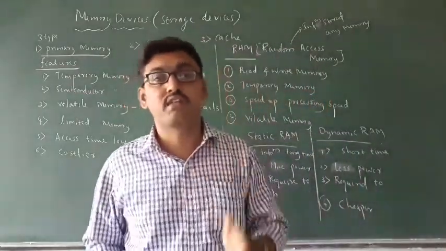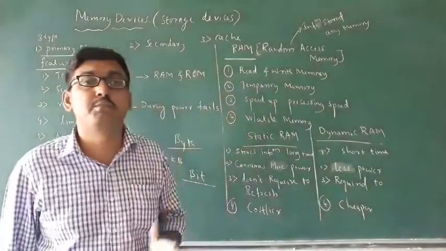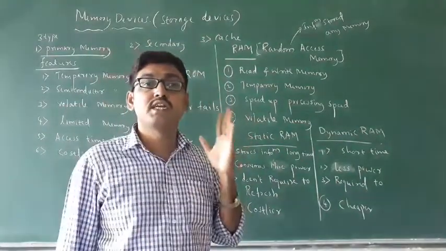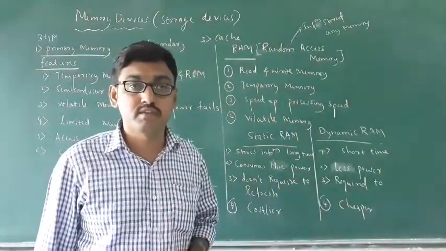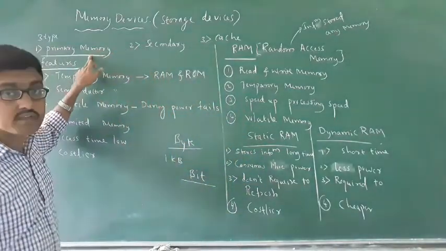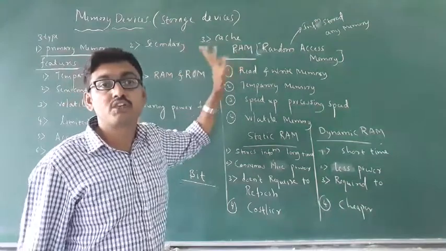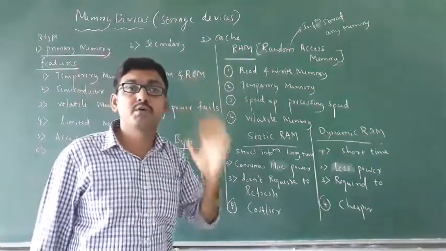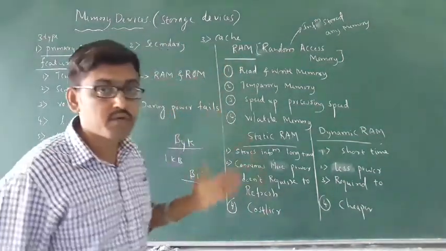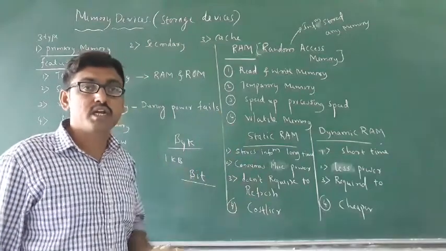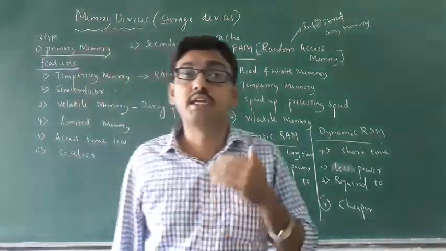Then last class we also discussed how many types of memory devices you have. There are 3 types of memory devices: one is primary memory, then secondary memory, then cache memory. One by one you have to study them. Today's class we are going to study primary memory.